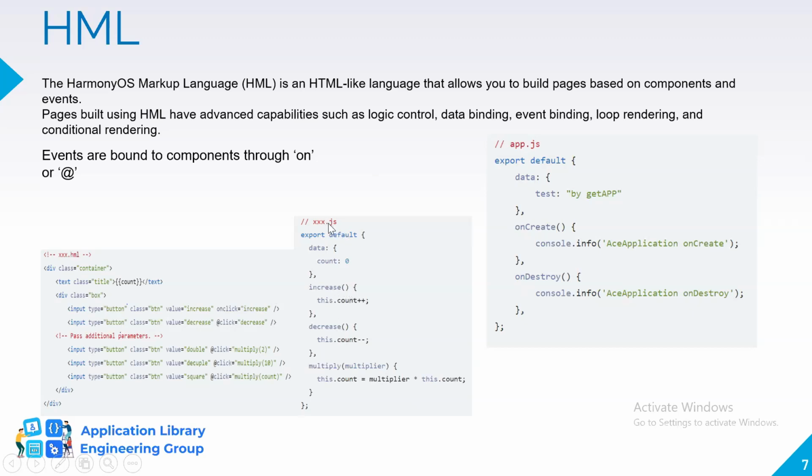If you see this JS file, you have a data object. The data has only one attribute called count, whose value is 0. Whenever you click this button, the count value is updated. That's the simple functionality of this particular UI element.